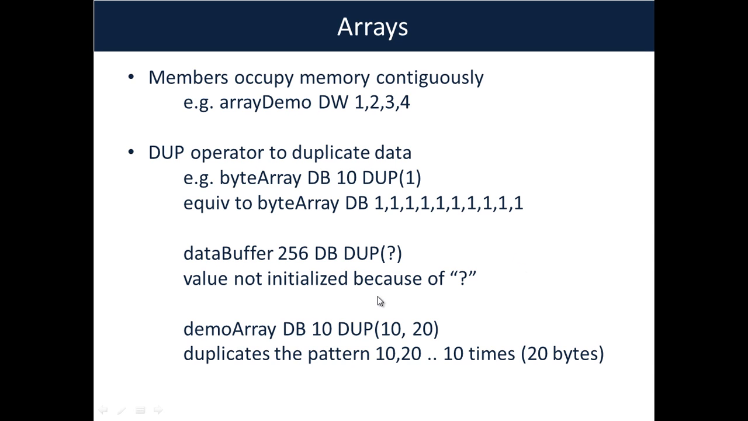Now one of the interesting things to note about DUP is that whatever you place inside it is going to be duplicated as a sequence. So if you say 10 DUP(10, 20), this will duplicate the pattern 10, 20, 10 times. So in this case, we have a byte array of 20 elements, and those elements have the values 10, 20, 10, 20, 10, 20, and so on in an alternating fashion.